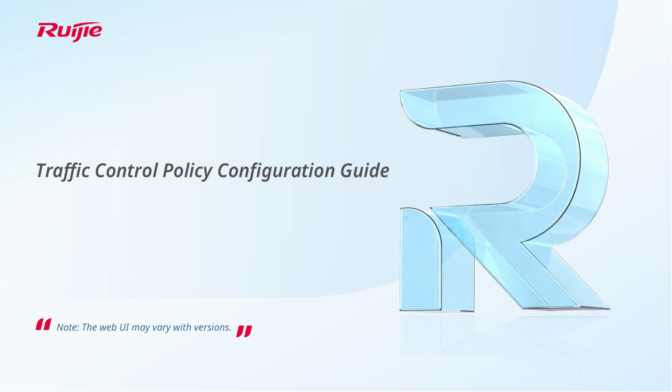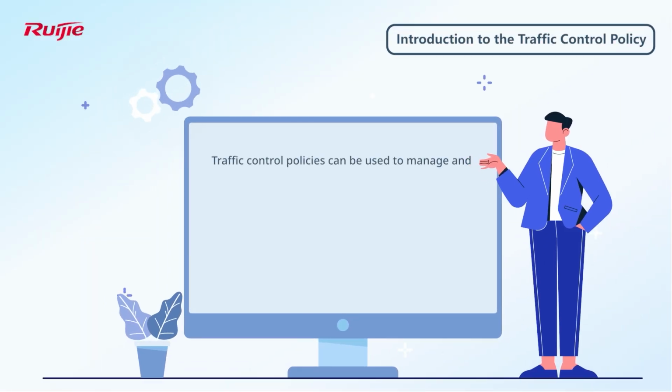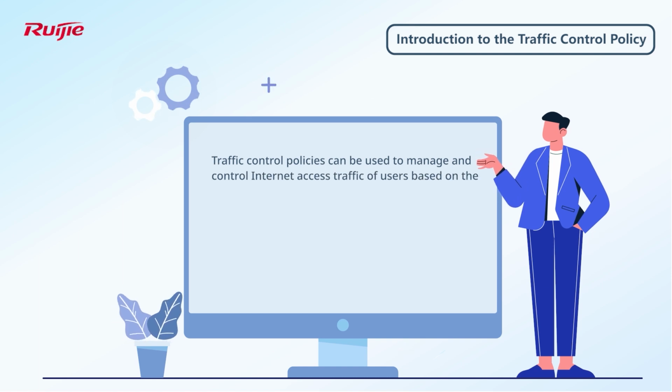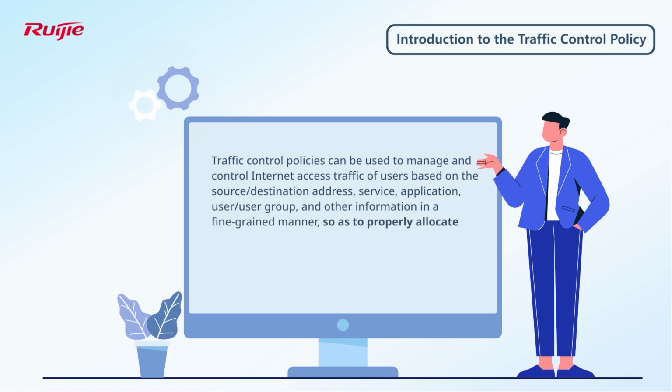This video demonstrates how to configure a traffic control policy on a device and view the traffic control effect. Traffic control policies can be used to manage and control internet access traffic of users based on the source or destination address, service, application, user or user group, and other information in a fine-grained manner, so as to properly allocate egress bandwidth and ensure normal operation of key services.